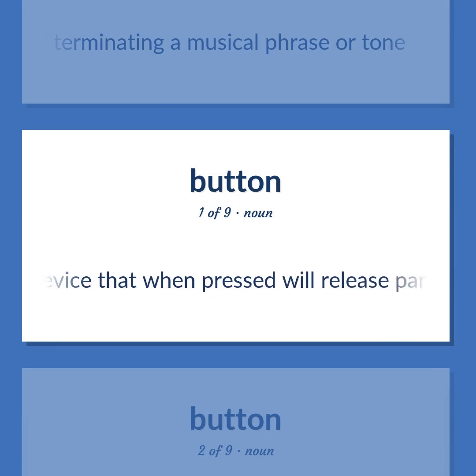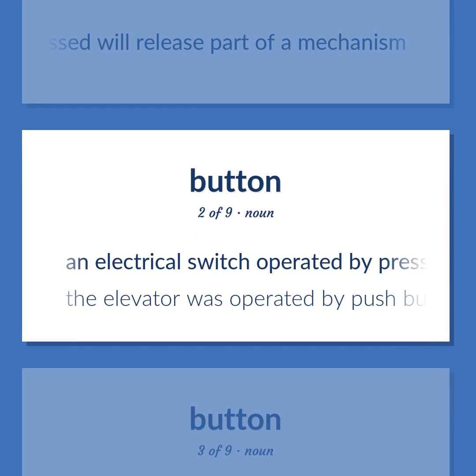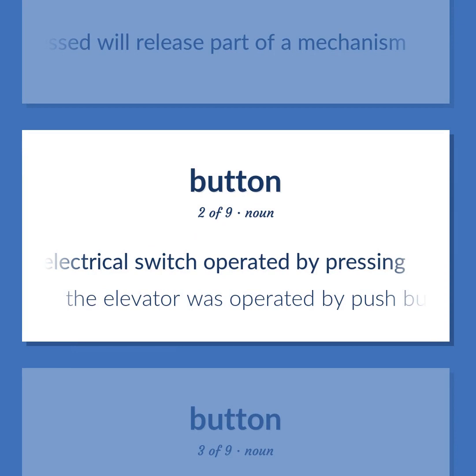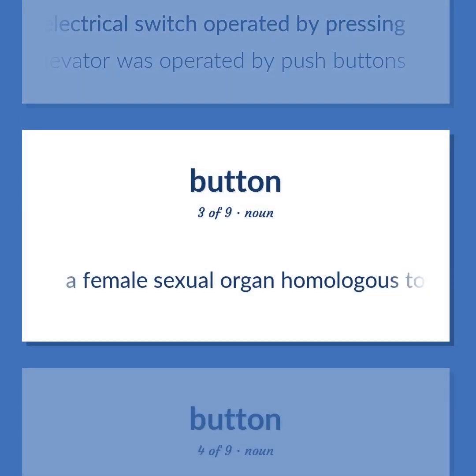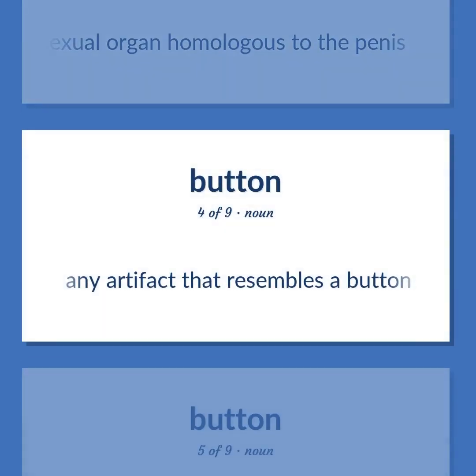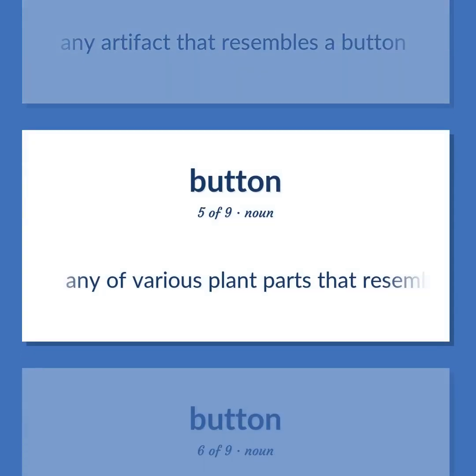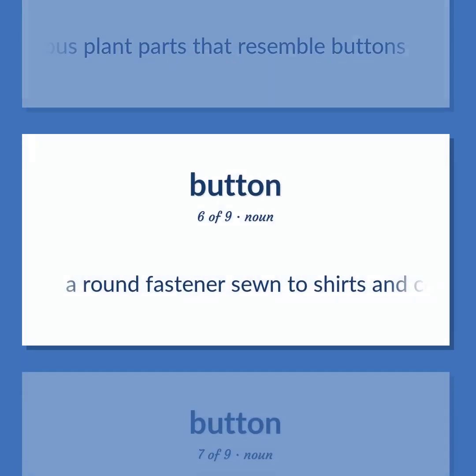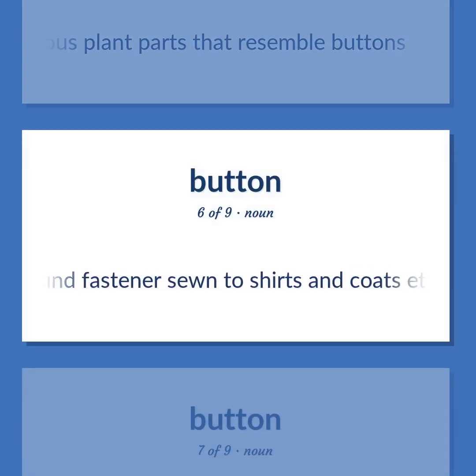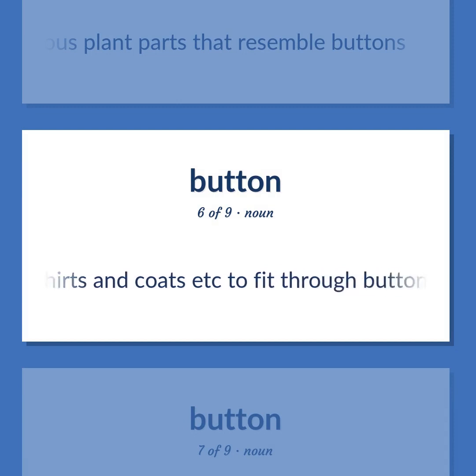A device that when pressed will release part of a mechanism. An electrical switch operated by pressing. The elevator was operated by push buttons. A female sexual organ homologous to the penis. Any artifact that resembles a button. Any of various plant parts that resemble buttons. A round fastener sewn to shirts and coats, etc. to fit through buttonholes.